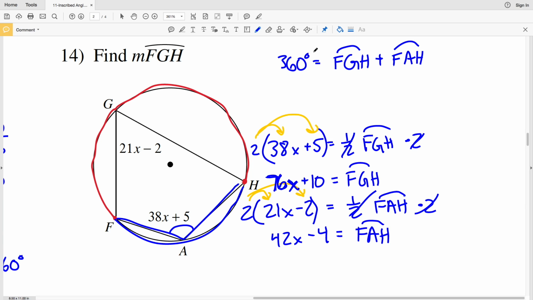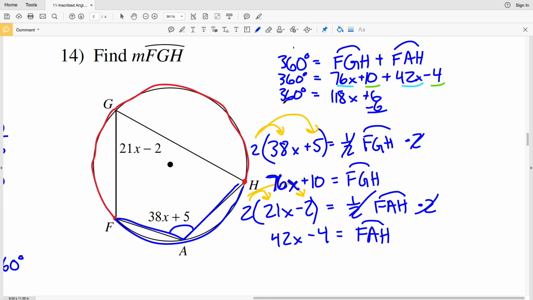So I'll plug each of those in and then solve for x in my first equation. So 360 degrees equals FGH of 76x plus 10 plus FAH of 42x minus 4. Combining my like terms, I'll combine my terms with x and my terms without. So 360 degrees equals 76 plus 42, which will give me 118x. And then 10 minus 4 is a positive 6.